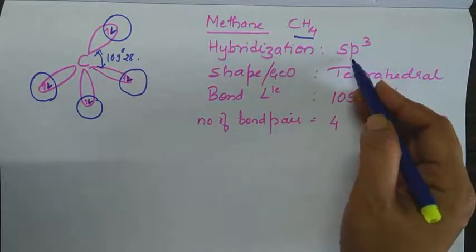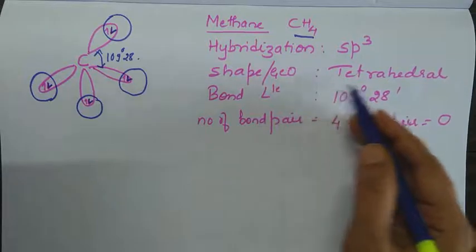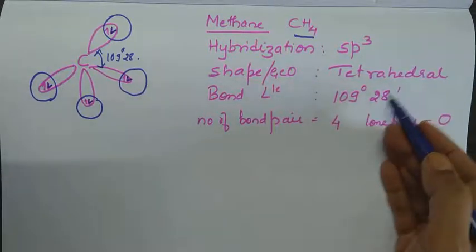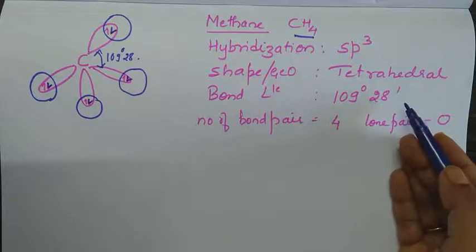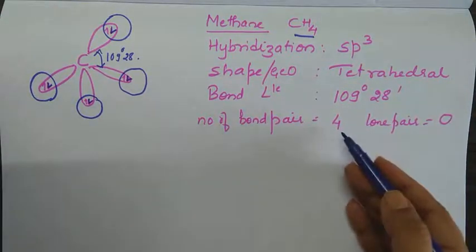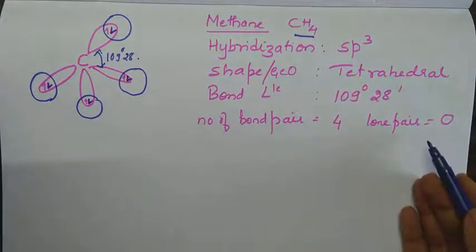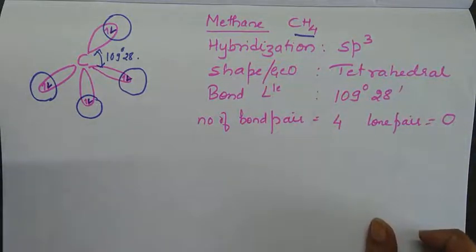Hybridization is sp3 hybridization. Shape or geometry of the molecule is tetrahedral and bond angle is 109 degrees 28 minutes. Number of bond pairs is equal to 4 and number of lone pairs is equal to 0. Now how do we arrive at the structure of methane?